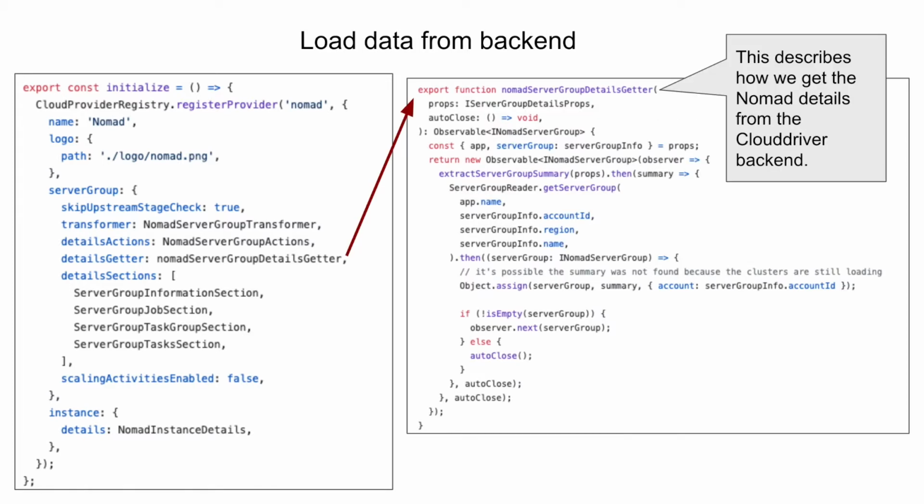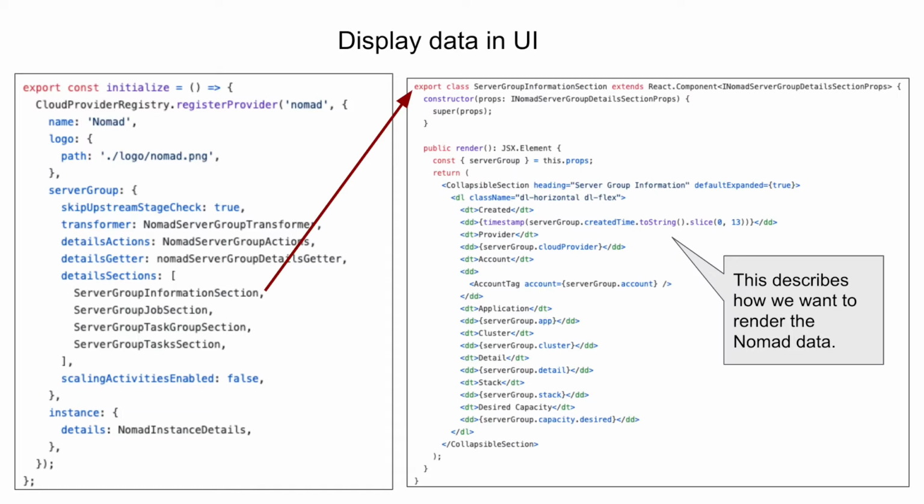I'm going to call out a few things that are specified in our cloud provider registry for Nomad. This Nomad server group details getter is the way that we get our Nomad server group data from the backend code that we were just looking at. The server group information section uses React to render the Nomad data that came from the backend.